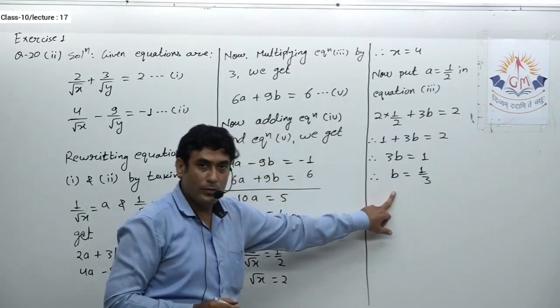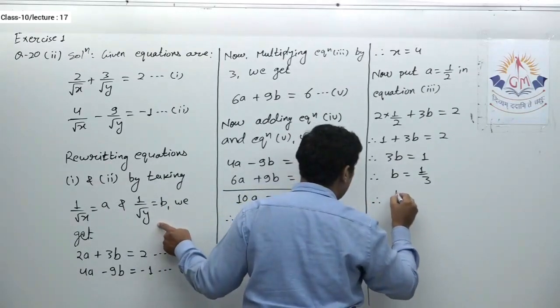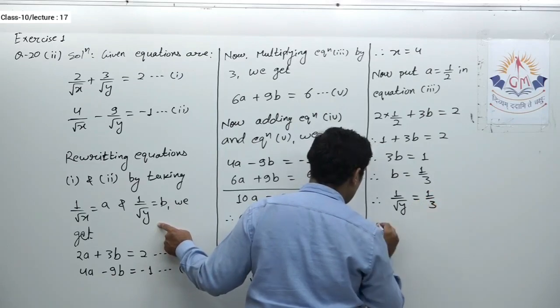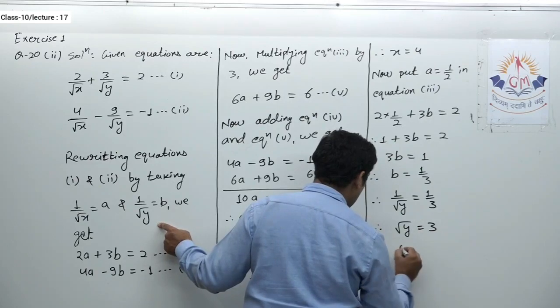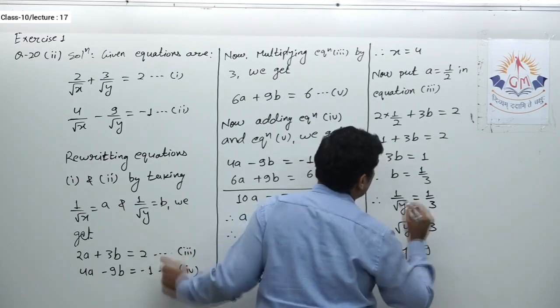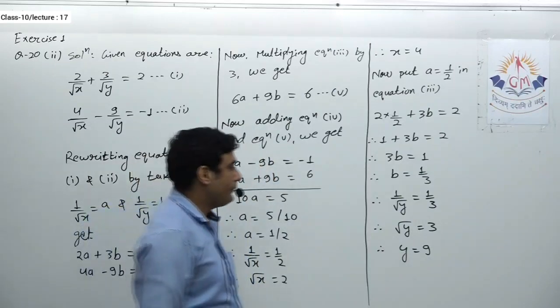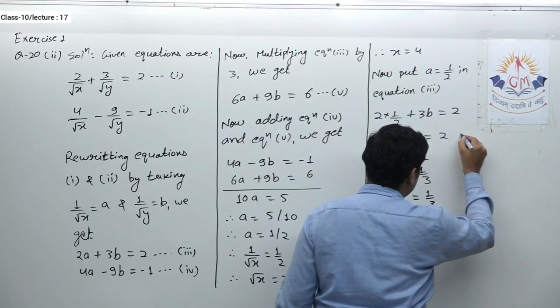Now, b equal to 1 by 3, but b is equal to what? 1 upon root y. Therefore, 1 upon root y is equal to 1 upon 3. Therefore, root y is equal to 3, and hence y is equal to 9. So, these are the values of x and y. So, here I do write the concluding statement.